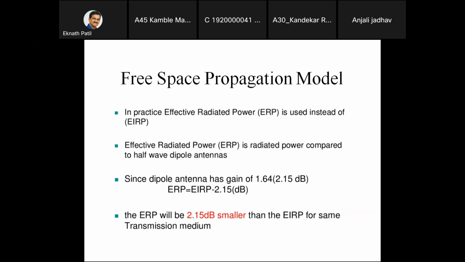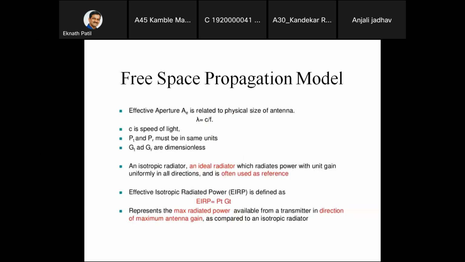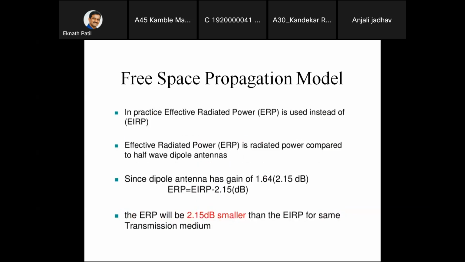So the terminology we are going to normally use is the effective radiated power, rather than EIRP, that is the effective isotropic radiated power. Since for a dipole antenna we have to calculate the gain, that can be calculated as ERP is equal to EIRP minus 2.15 dB.